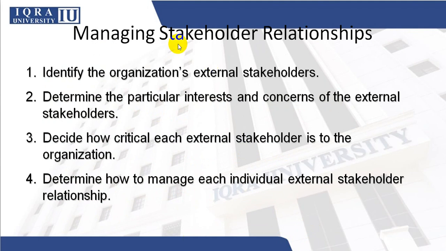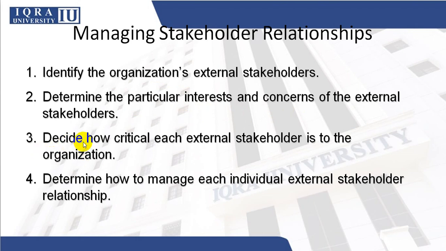So now, how do we manage the relationships of the stakeholders? Number one, we have to identify the organization's external stakeholders. We should know who are getting affected by the decisions that we are taking, who are the stakeholders involved in our decisions. We have to make sure of this first. Second, we have to determine the particular interests and concerns of the external stakeholders so that we can take care of their interests and concerns, so that we do not deteriorate or devalue them. That's why it's very necessary to have an eye on their interests and concerns.